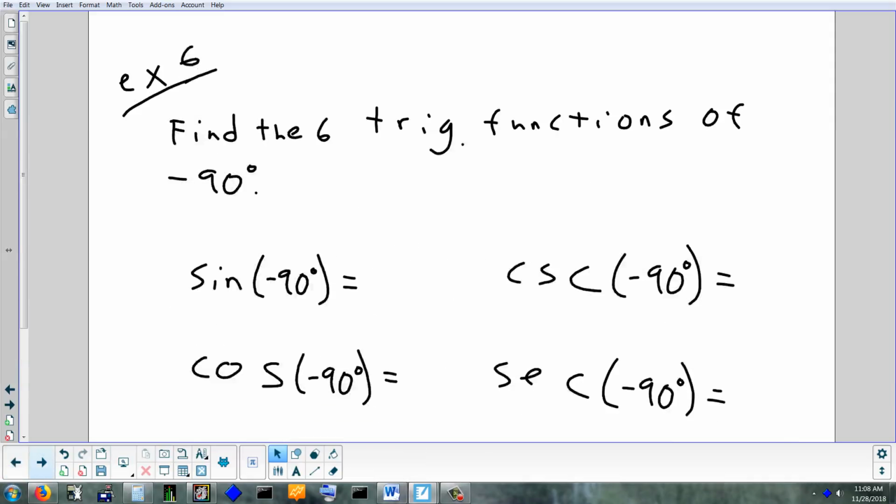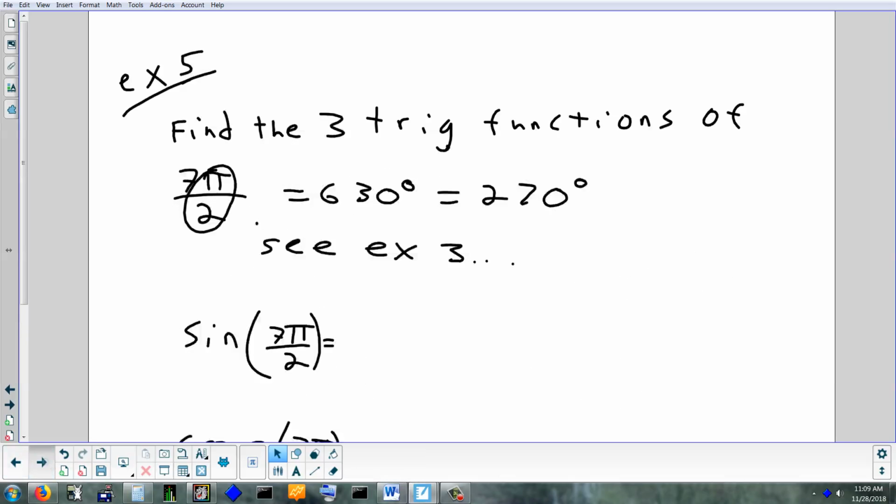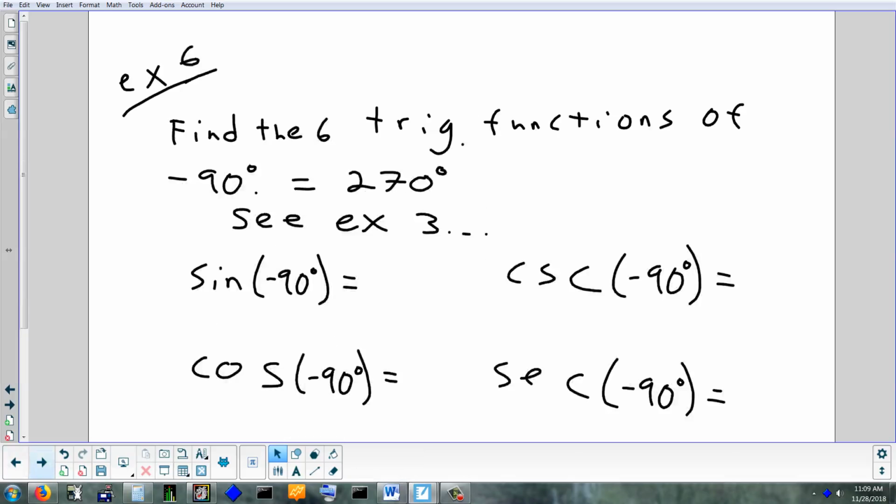Right, let's look at this one. Find the 6 trig functions of negative 90. Well, this time we've got the opposite problem. The angle there is negative. What can I do to make it positive? And what would it be? Kaylee? You could add 360. Add 360, and then it'd be 270. So it's 270. That's the same question again. It's exactly the same thing. So we'd have all the same answers as example 3. I think it was 3. Yeah. Any questions on that?